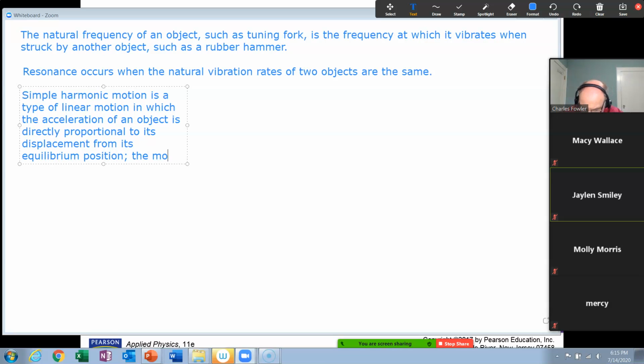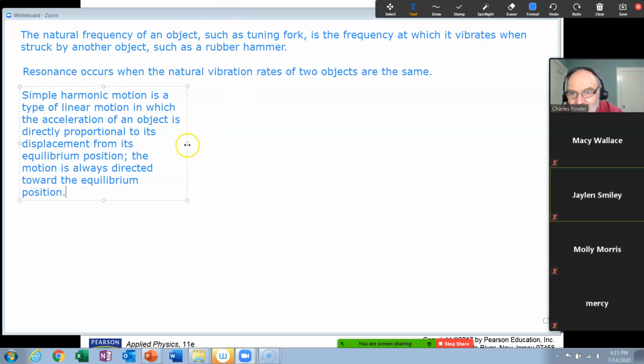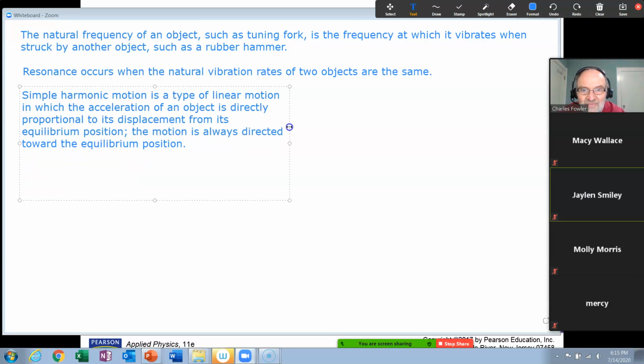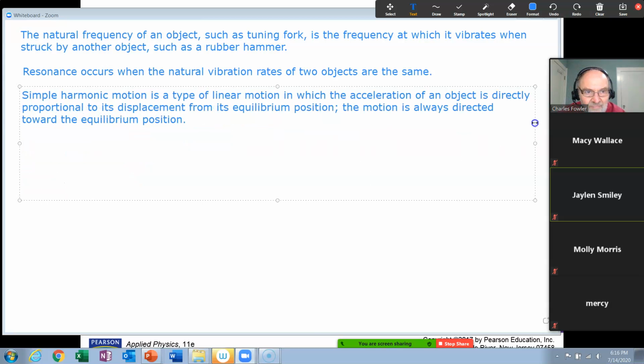The motion is always directed toward the equilibrium position. All right, quite a long sentence there. Okay, let's see if we can decipher it and make some sense out of it.